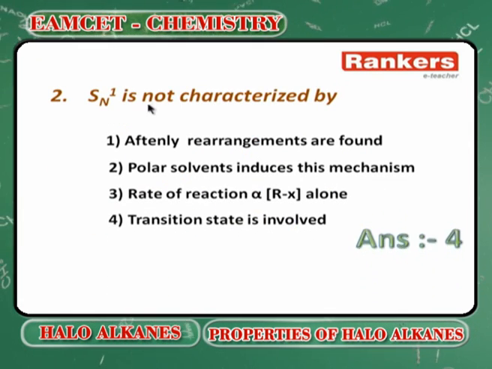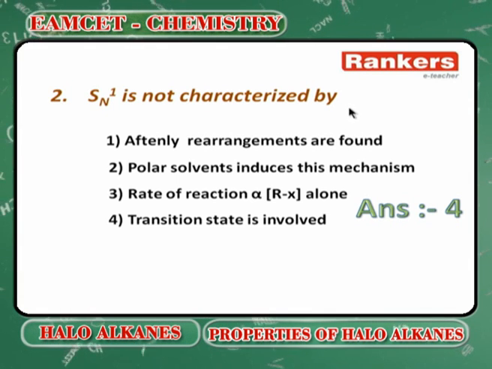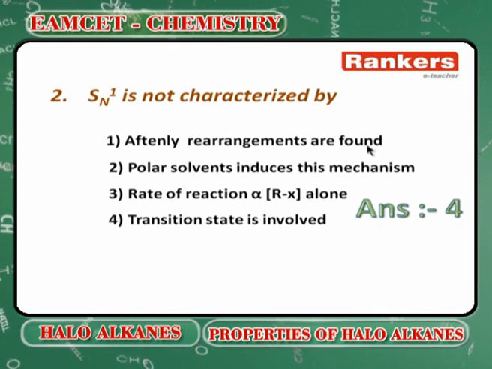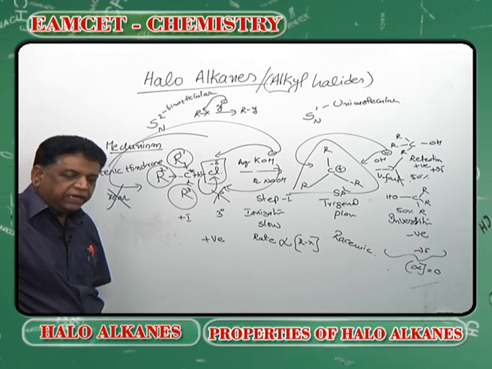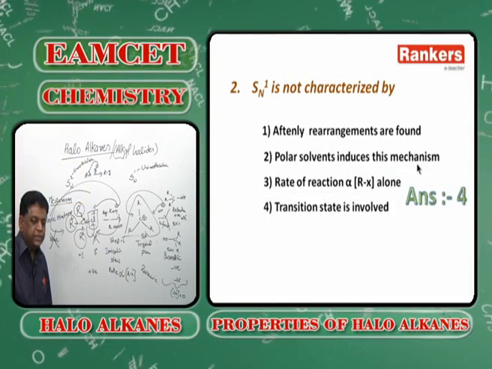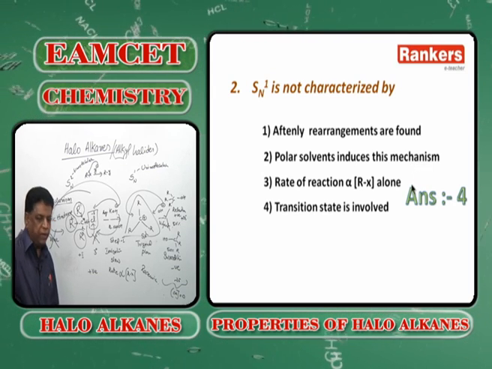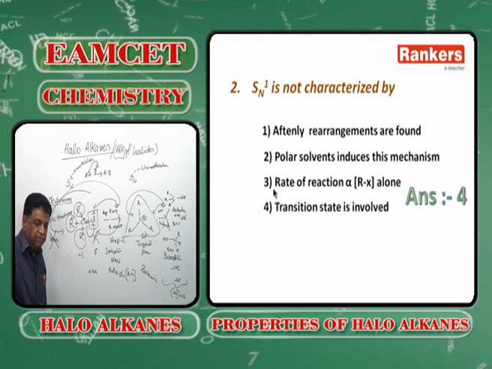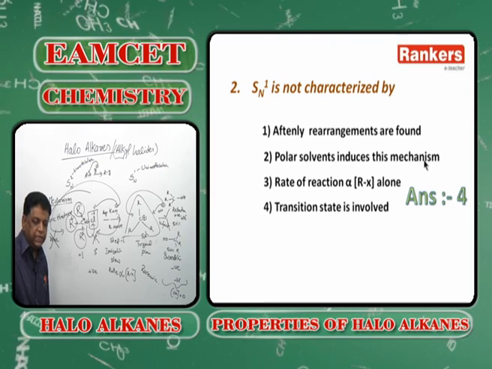SN1 is not characterized by, that means 3 are characteristic points and one is wrong. Often rearrangements take place. When will rearrangements take place? When a compound passes through an intermediate carbocation. So carbocation is there in the SN1. SN1 passes through a trigonal planar carbocation, therefore rearrangements will take place. Polar solvents induce this mechanism. Yes, ions are involved in this reaction.